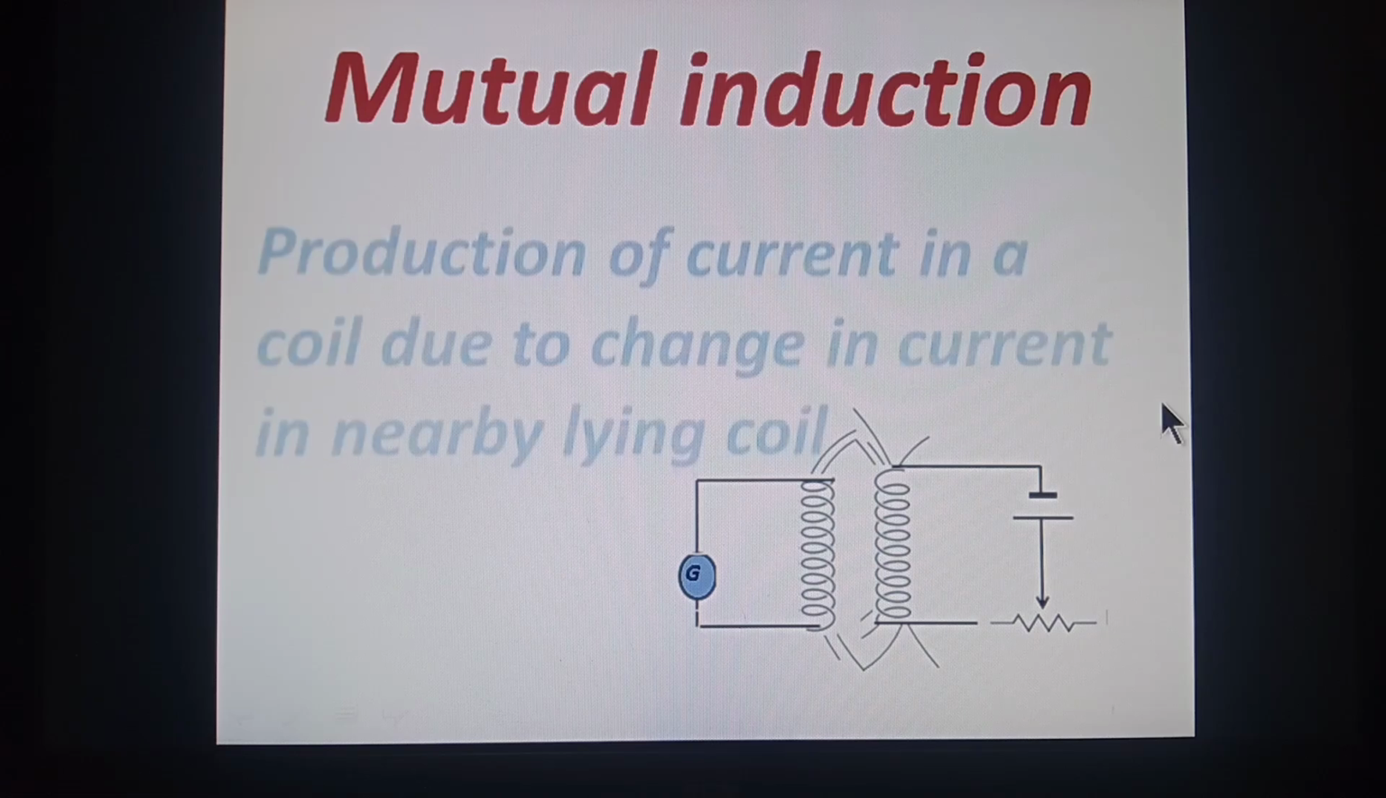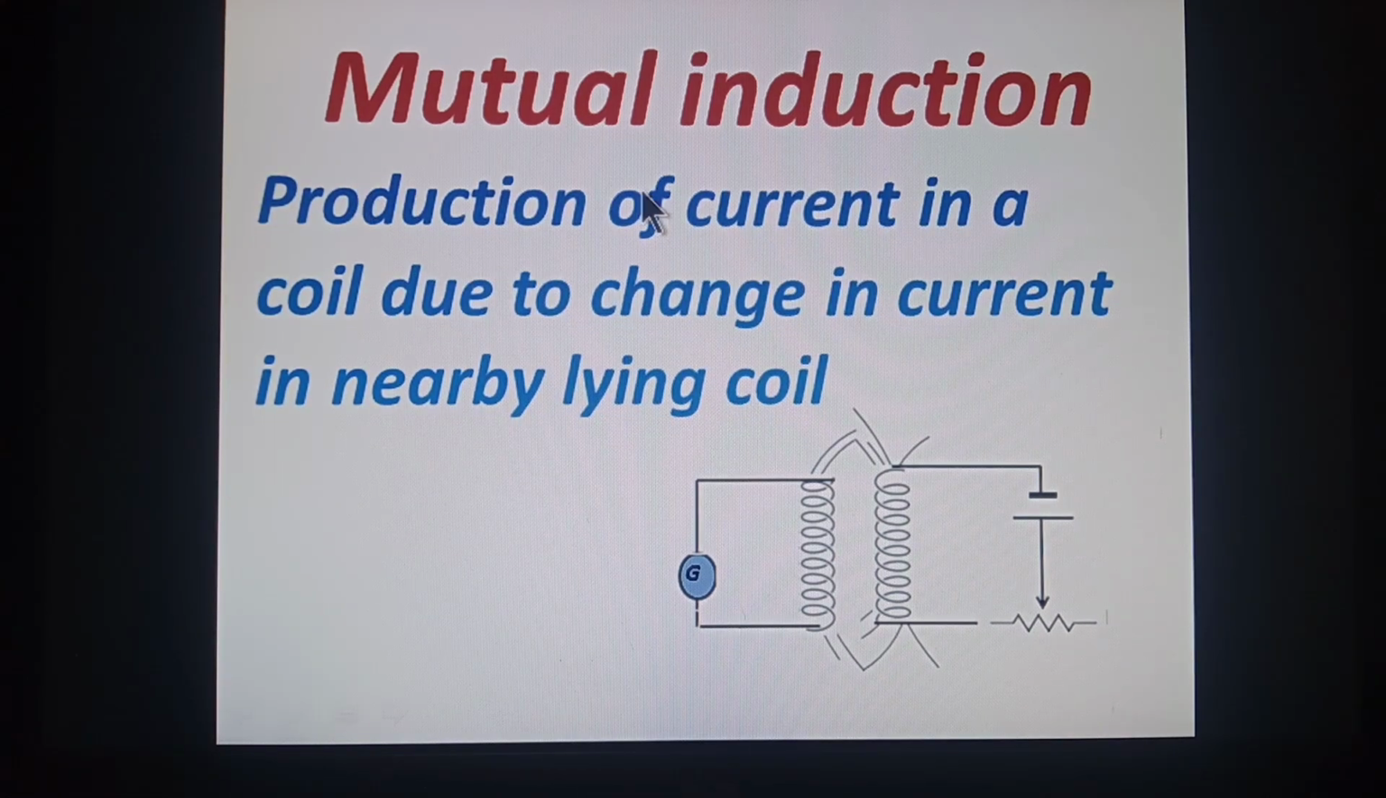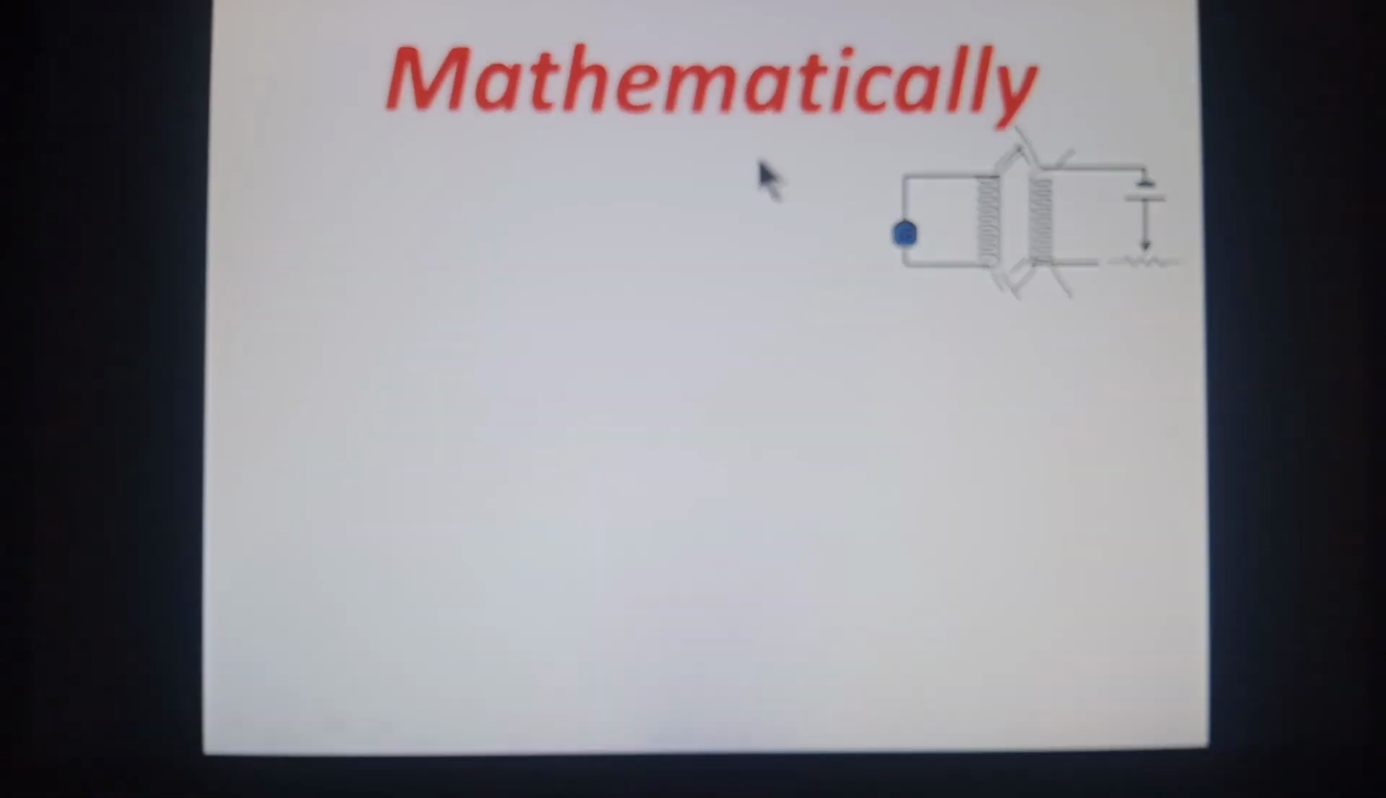How can we define it? Production of current in a coil, here in this coil, due to change in current in a nearby lying coil. Meaning, when a change of current in one coil produces current in a nearby lying coil, we call this phenomenon mutual induction. Now, what is the mathematical form?